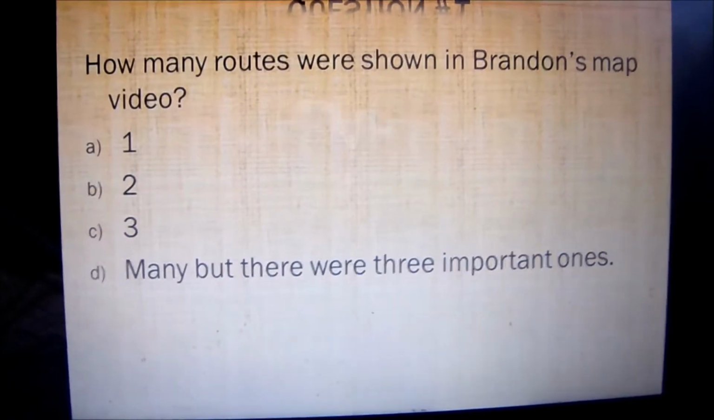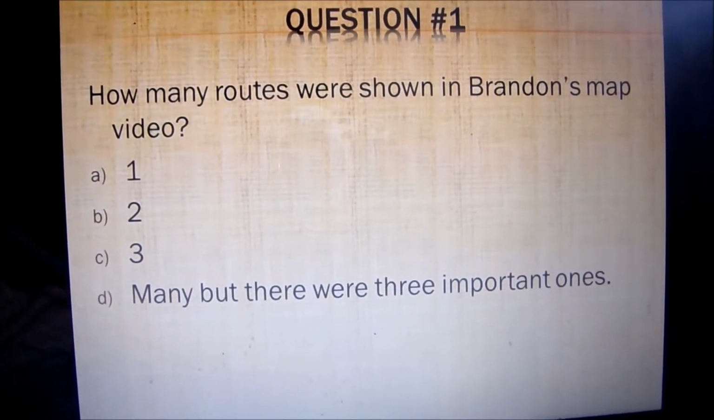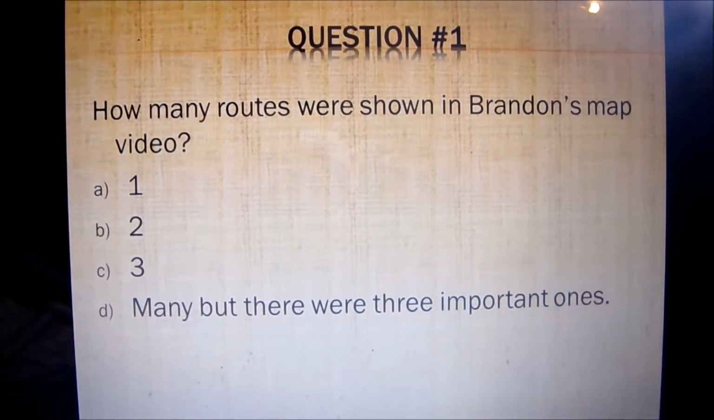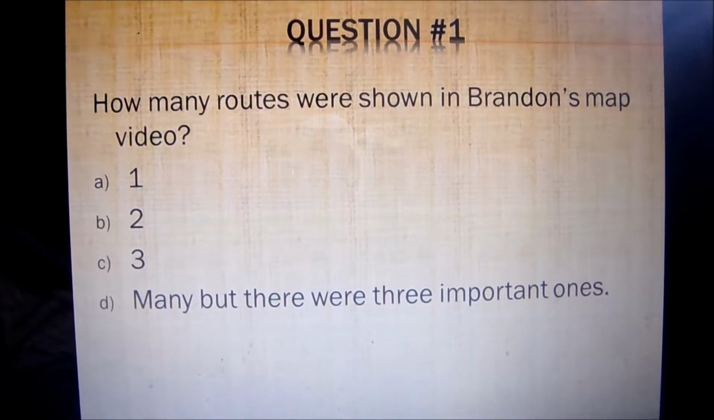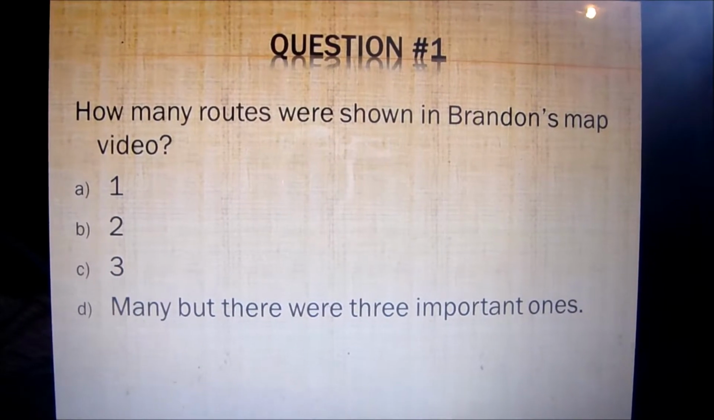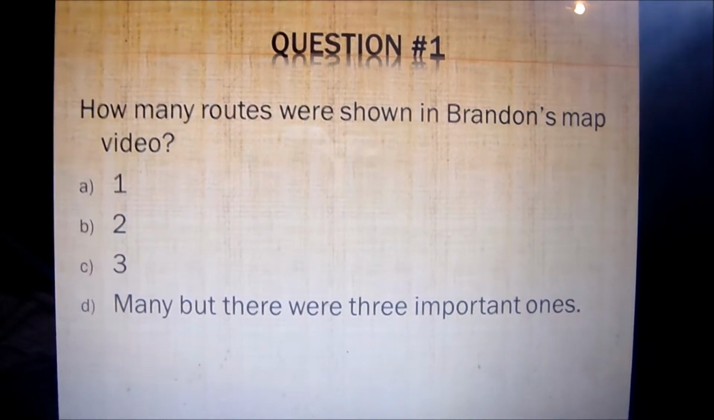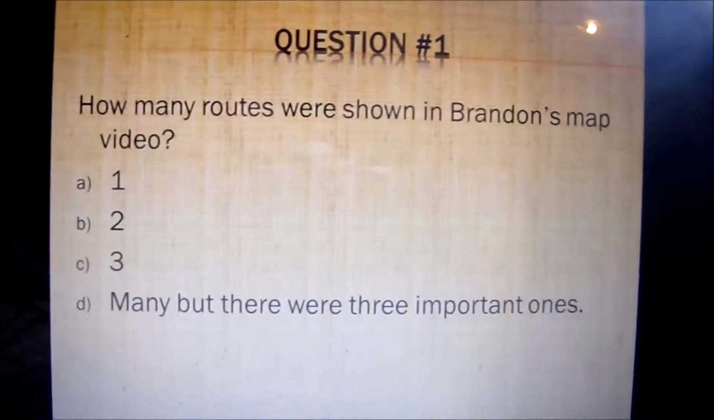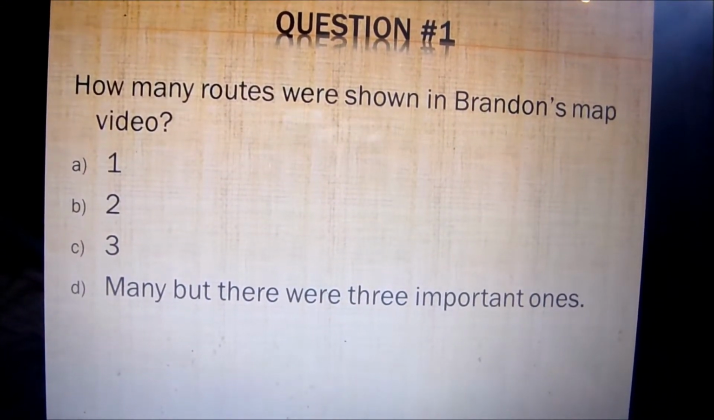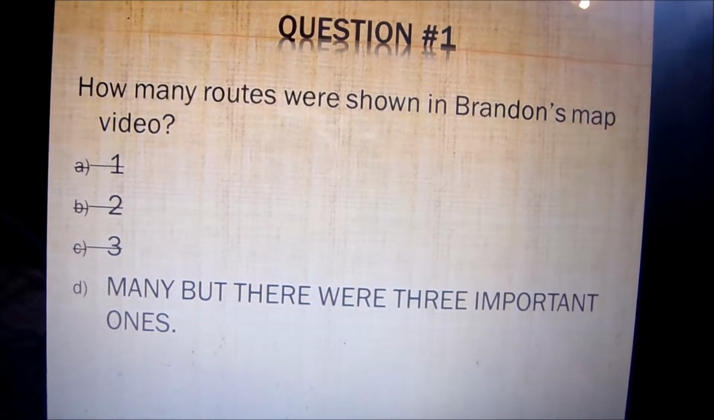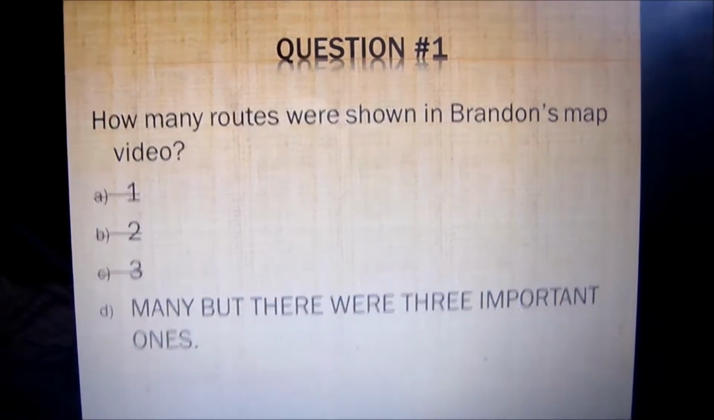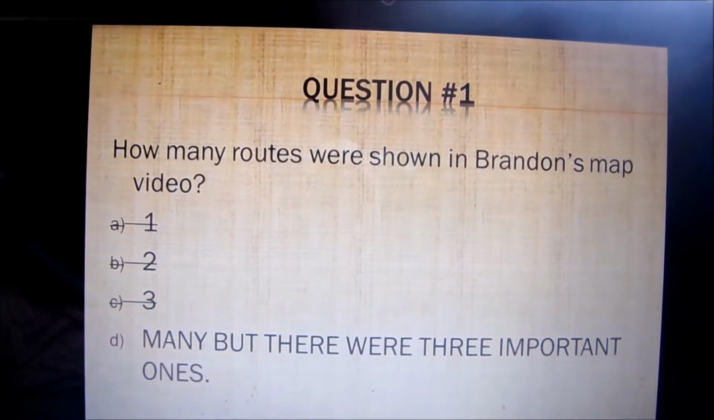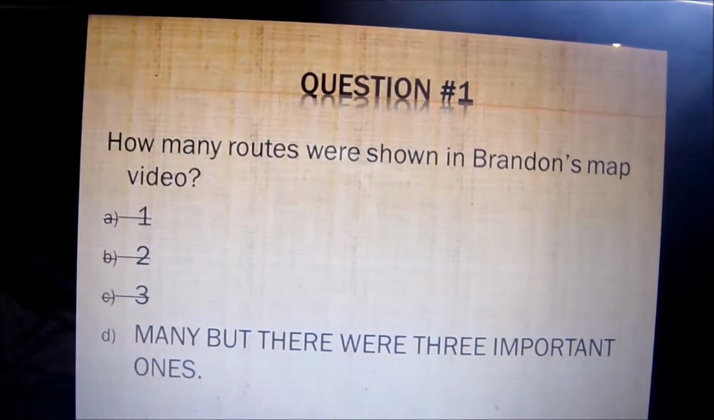So the first question is, how many routes were shown on Brandon's map in the video? A, 1, B, 2, C, 3, or D, many, but there were only 3 important ones. The correct answer is D. Many routes were on his map, but there were only 3 main ones that he talked about.